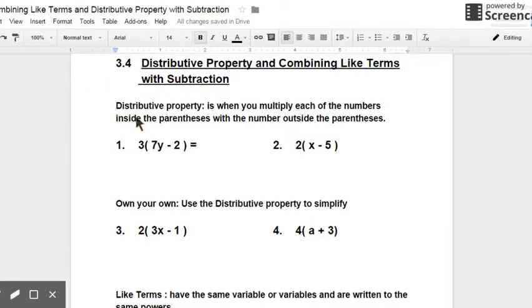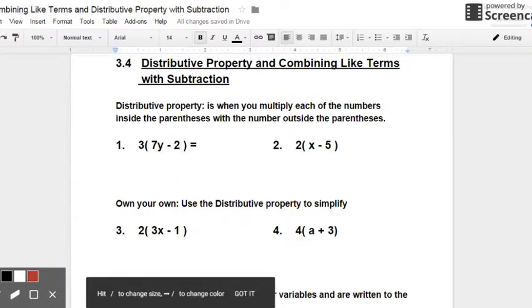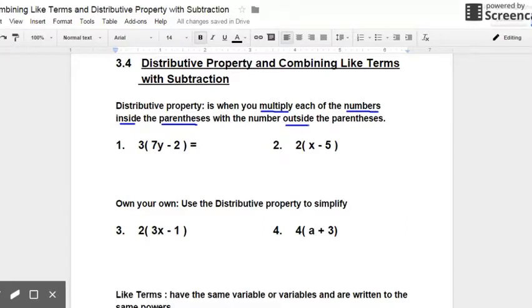First, a quick review of distributive property. Distributive property is when you multiply each of the numbers inside the parentheses with the number outside the parentheses. So once again, we're going to multiply each of the numbers inside the parentheses with the number outside. This is very similar. The only thing that's going to change is that we're going to bring down the negative sign, or the subtraction symbol.